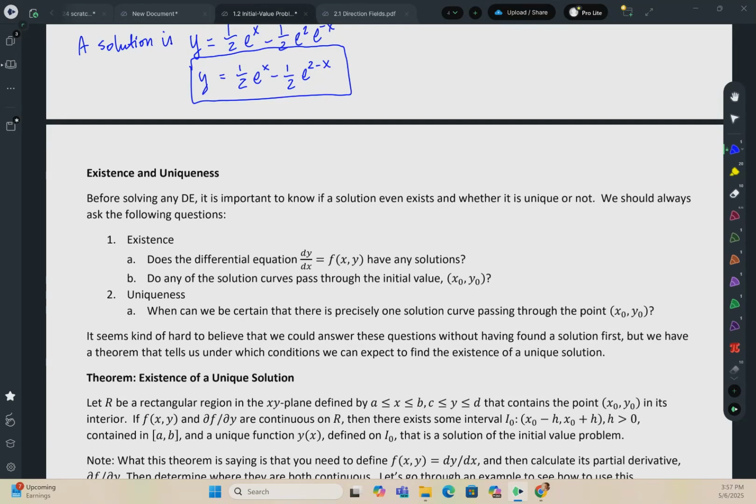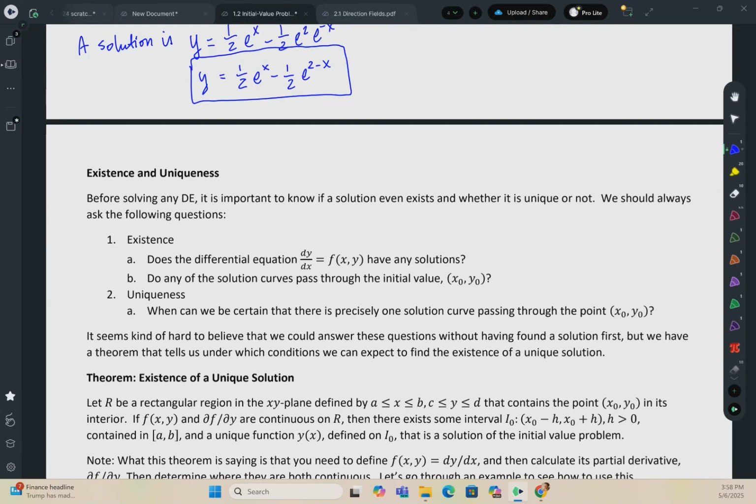So before solving any differential equation, we kind of want to know if a solution even exists and whether it's unique or not. So these are the questions we should be asking ourselves. The two questions about existence: Does the differential equation dy/dx equals some function of x and y have any solutions? And then, do any of the solution curves actually pass through the initial value that's given? The uniqueness question is, when can we be certain that there is precisely one solution curve passing through the point that was given, the initial value, x naught, y naught?